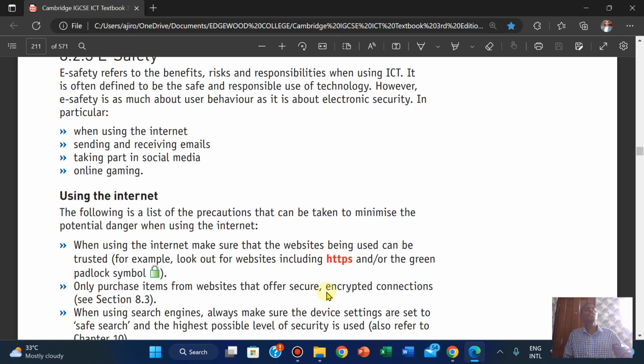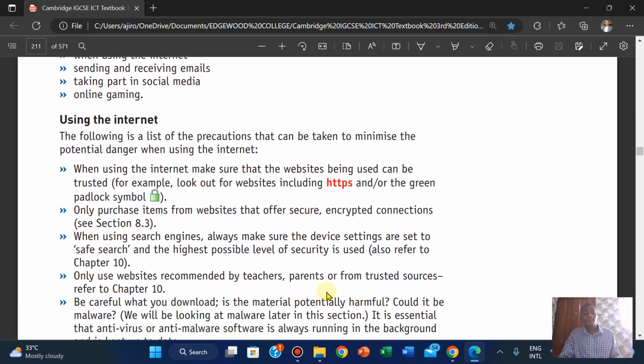When using the internet, make sure the website being used can be trusted. For example, look out for websites including your HTTPS. Okay, it has that padlock in it. Only purchase items from websites that offer what we call the secure encrypted connection. Number three, when using search engines, always make sure the device settings are set to safe search.